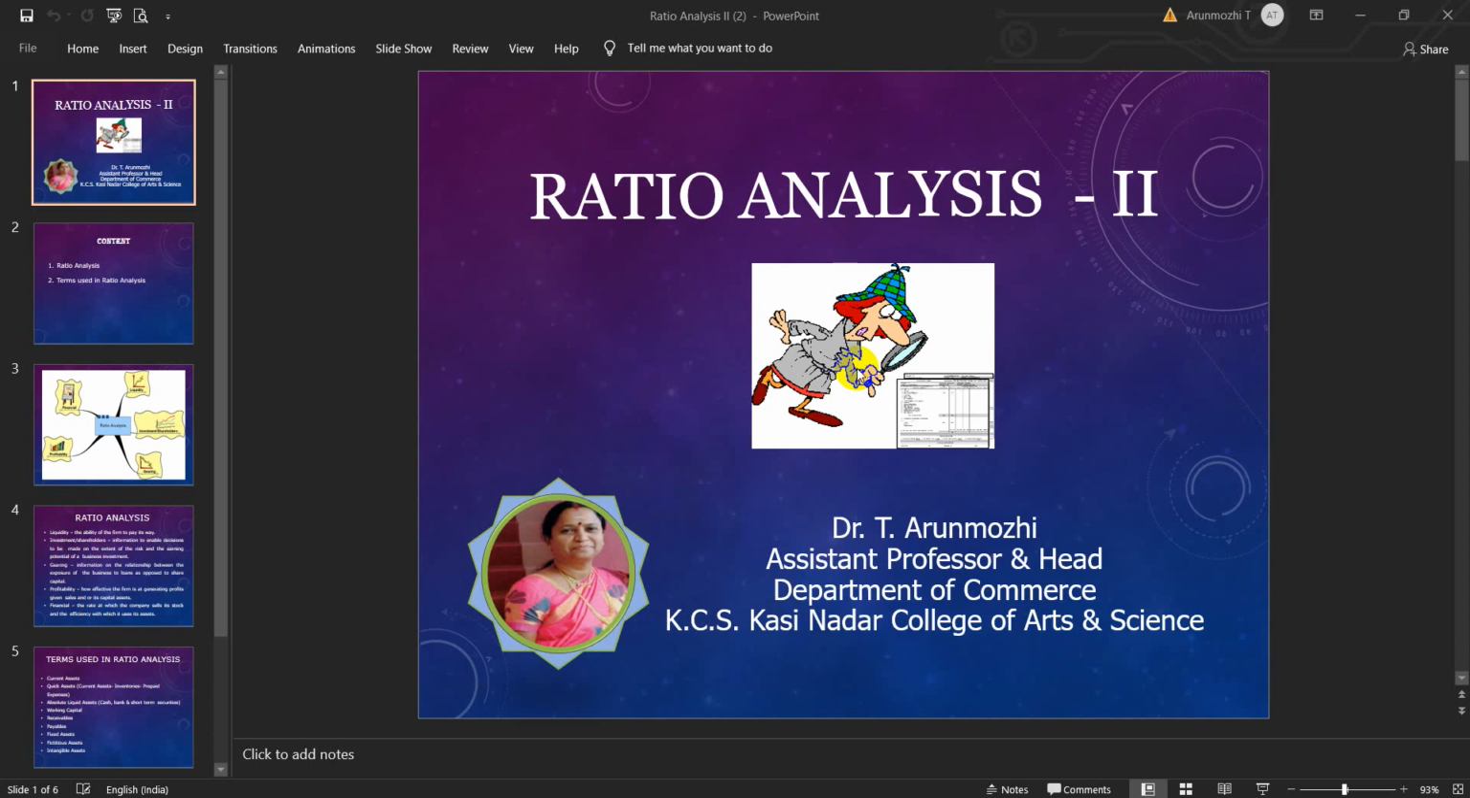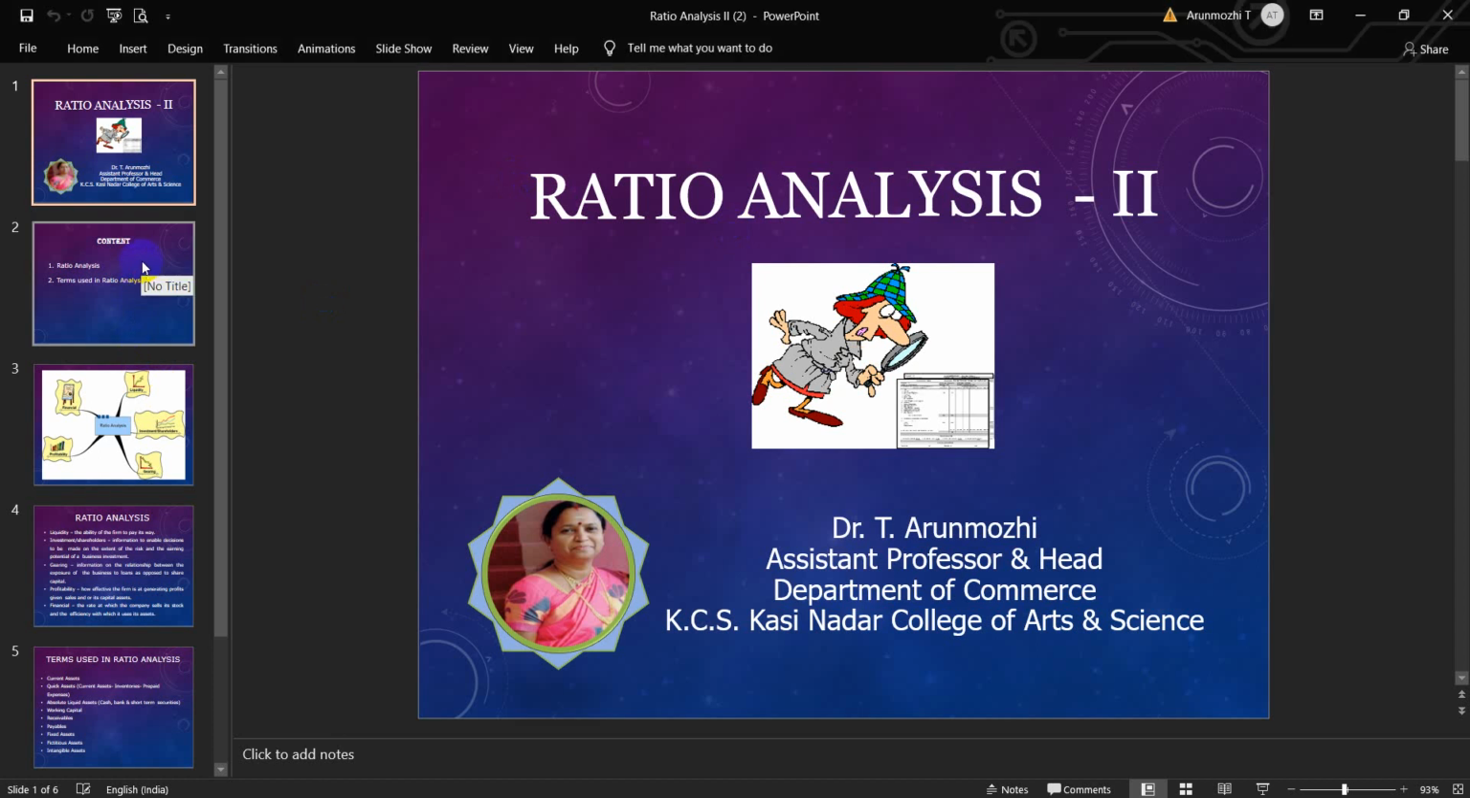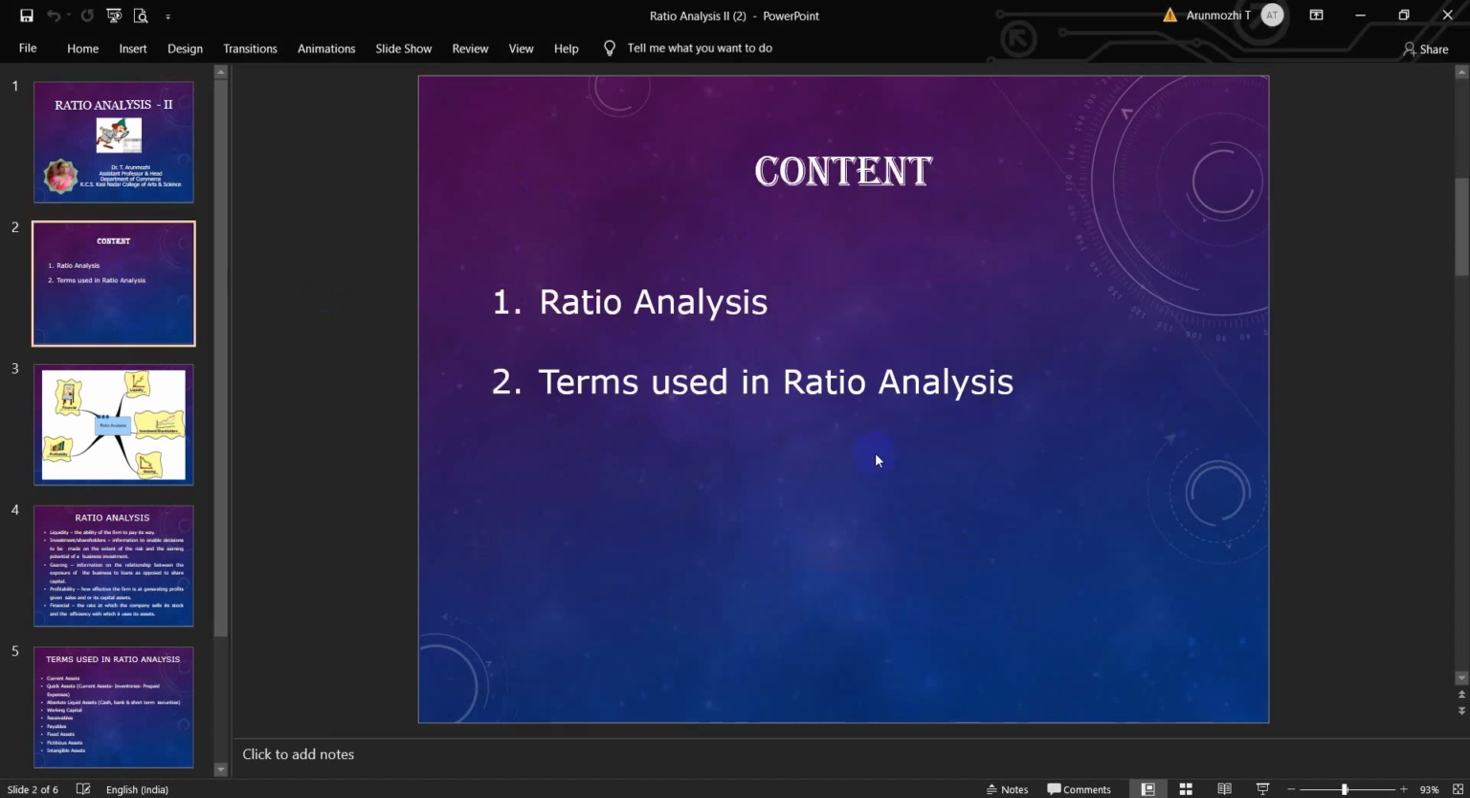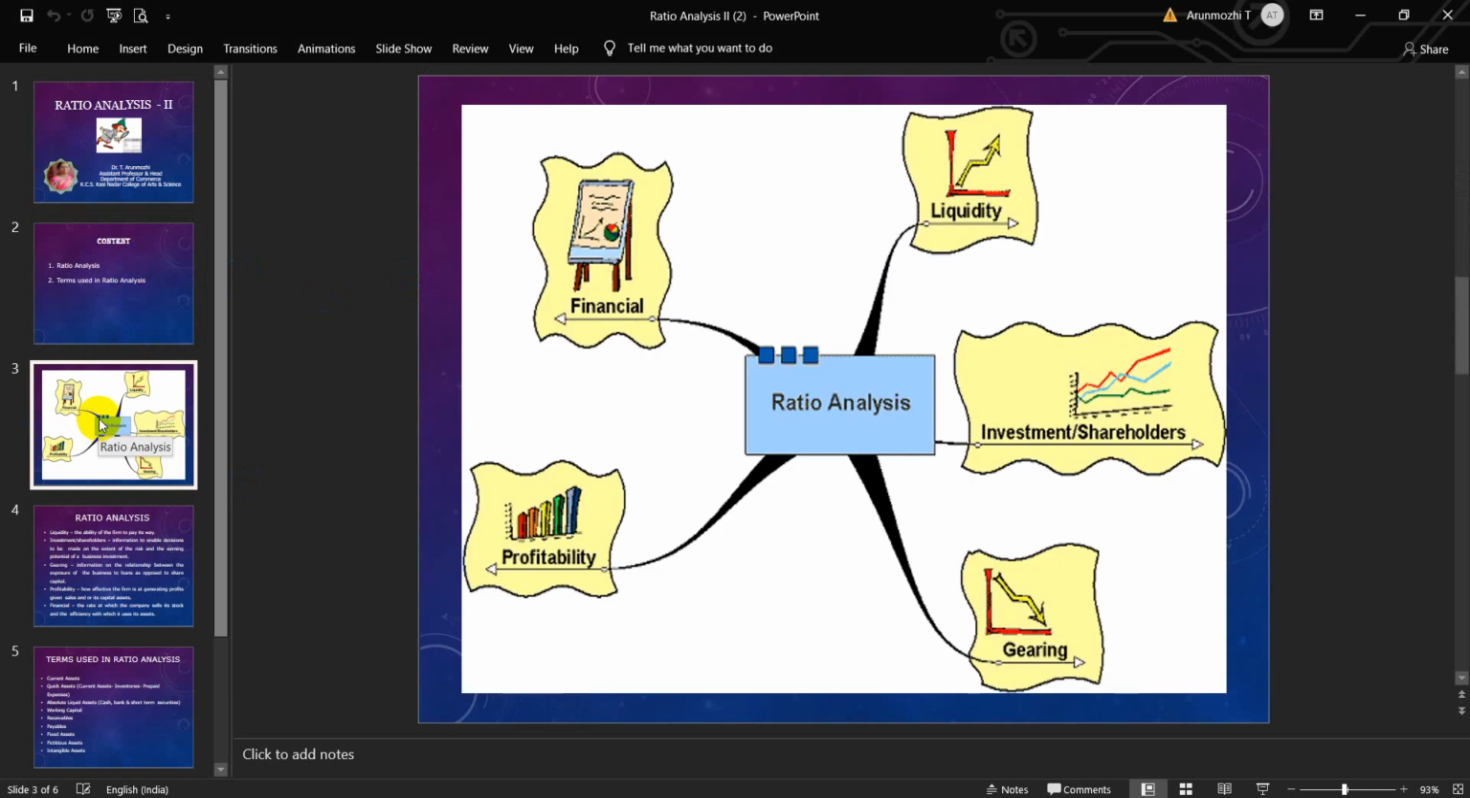I welcome you all for the presentation on Ratio Analysis Part 2 in the chapter Ratio Analysis in the subject Management Accounting. It is based on the curriculum of all universities on this subject. The contents are the concepts of ratio analysis and the terms used in ratio analysis. This diagram shows you the liquidity type of ratio, investment to the shareholders, gearing ratio, profitability ratio, and financial ratio.